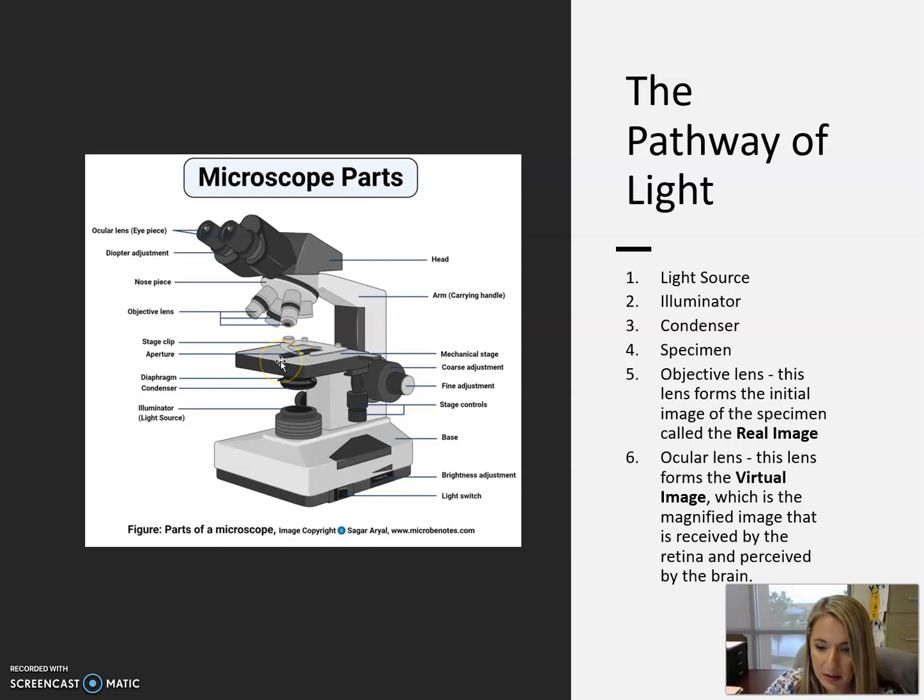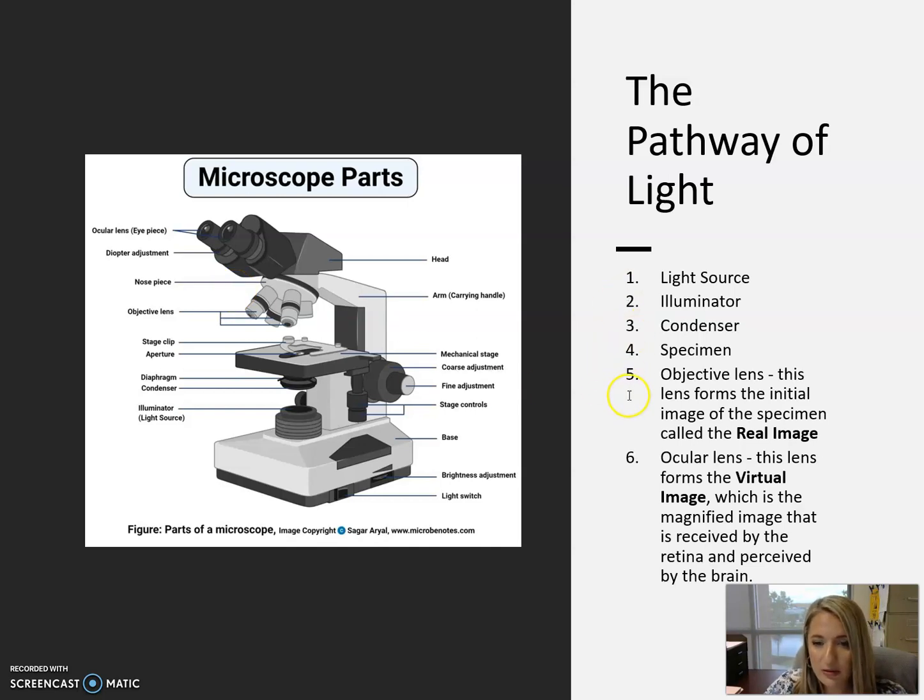From the specimen, the light will then go to the objective lenses, whichever one you have clicked into place. Now these objective lenses produce the first initial image of the specimen, called the real image. From there, the light will then travel to the ocular lens, which is in the eyepiece. This is going to generate a virtual image, which is the magnified image that is perceived by the brain.